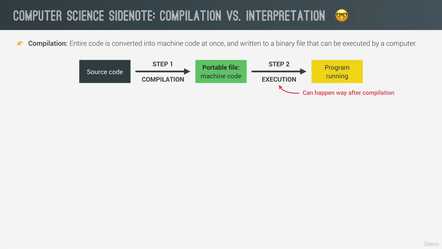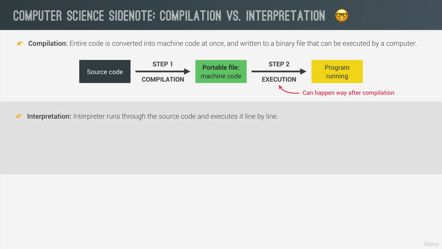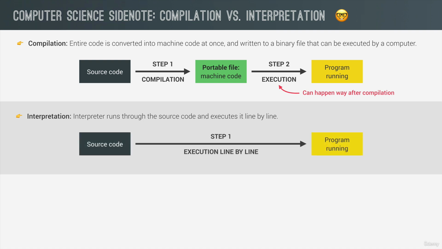And the execution can happen way after the compilation, of course. For example, any application that you're using on your computer right now has been compiled before, and you are now executing it way after its compilation. Now, on the other hand, in interpretation, there is an interpreter which runs through the source code and executes it line by line. So here we do not have the same two steps as before. Instead, the code is read and executed all at the same time. Of course, the source code still needs to be converted into machine code, but it simply happens right before it's executed and not ahead of time.